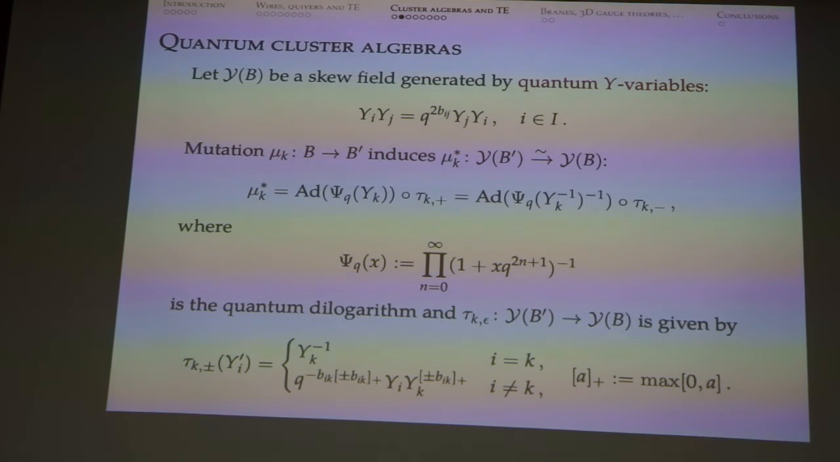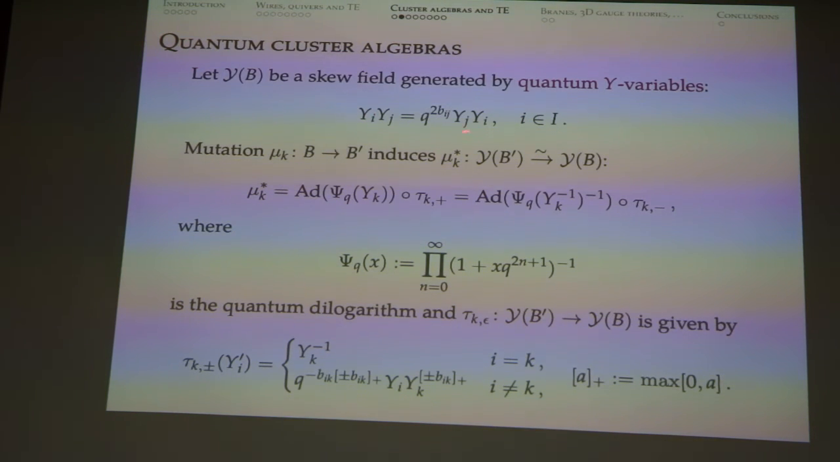But now, what's a quantum cluster algebra? I'm going to use one particular version of quantum cluster algebras, which are generated by something called the quantum Y variables. So Y variables are some non-commutative variables. There is one Y variable for each vertex of a quiver, and they satisfy this non-commutative relation: Y_i assigned to vertex i and Y_j assigned to vertex j satisfy this relation. So I'm going to use these non-commutative variables.